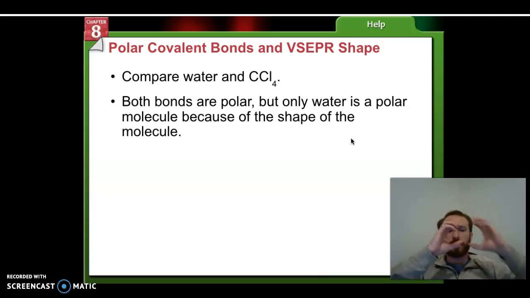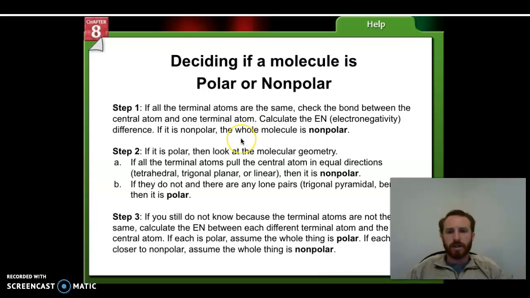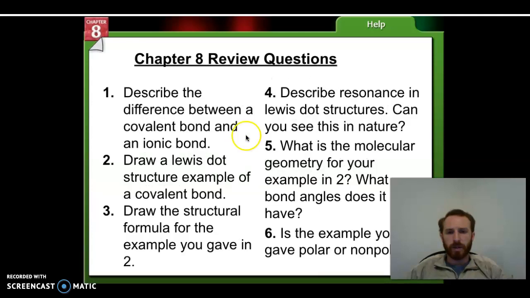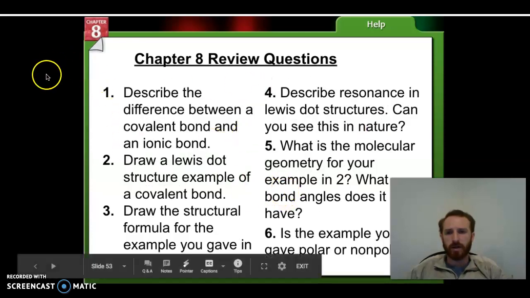With CCl4, the chlorines are all going to be pulling on the carbon equally in each direction, and so overall it's going to be nonpolar. Okay, I'm not going to go through the rest of this, but these questions right here might be really helpful for you to answer.